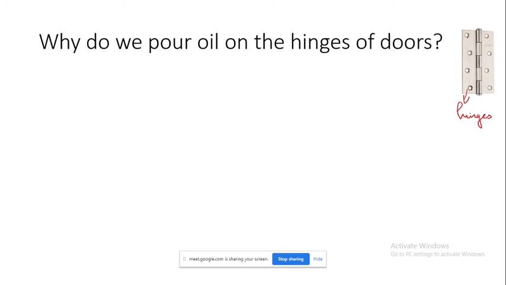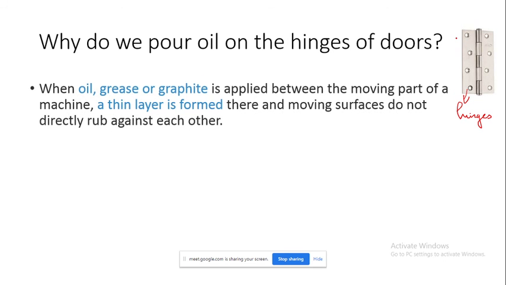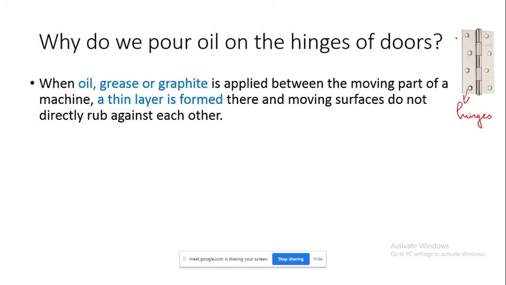So, why are we doing that? To reduce friction. So, when we apply oil or grease or graphite between anything that is moving, like a hinge, a thin layer of this coats the surface and the irregularities are filled with this coating, and then the surfaces are not in direct contact with each other.